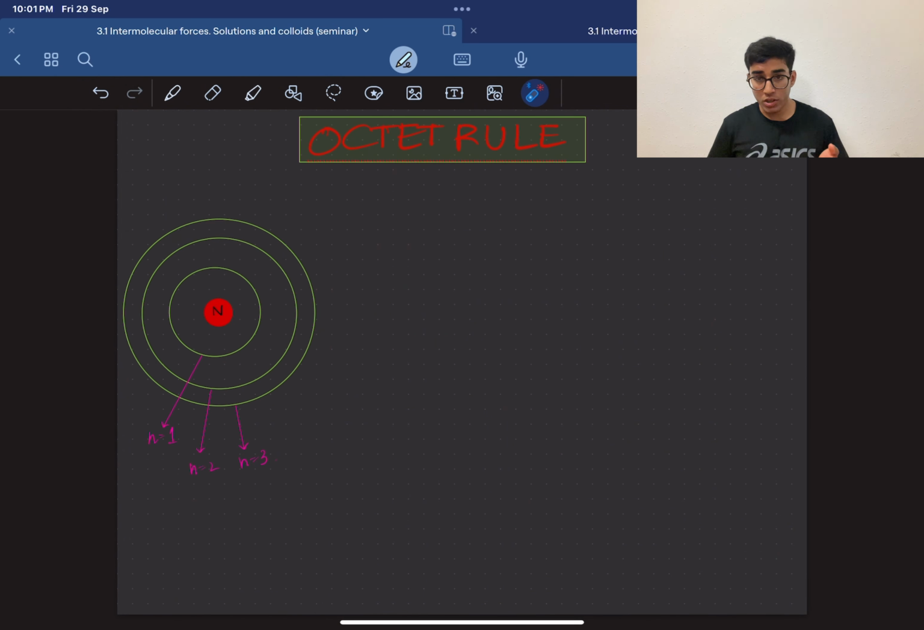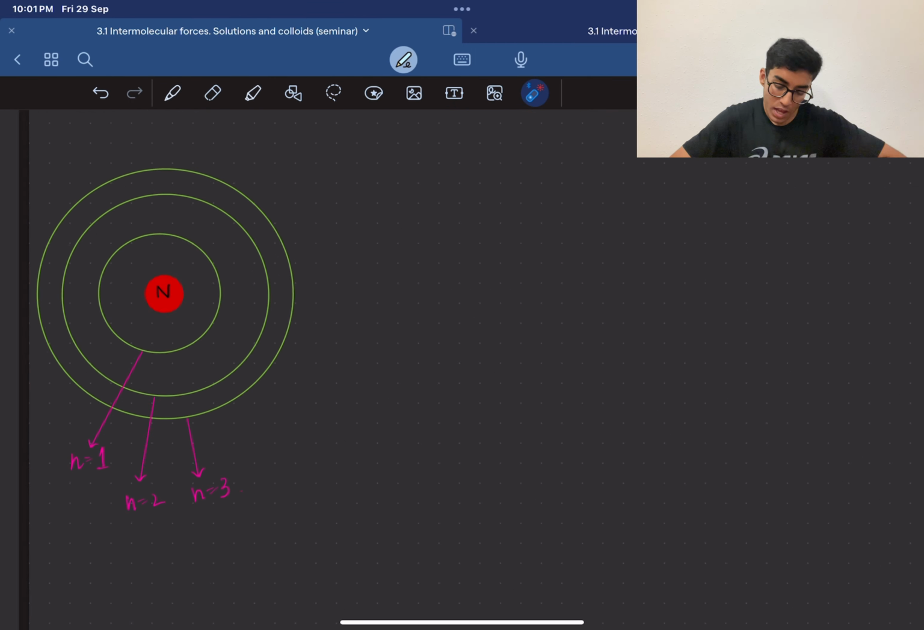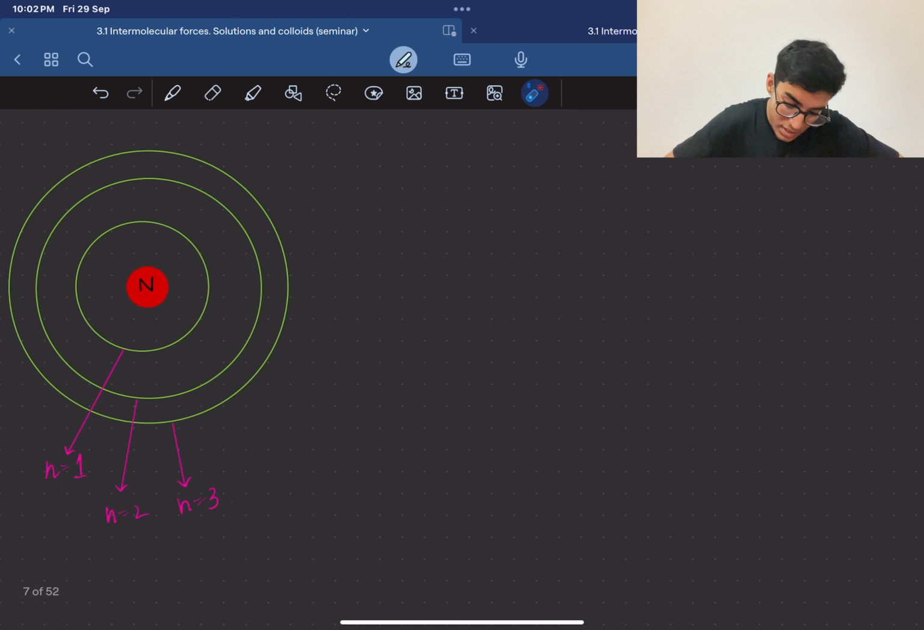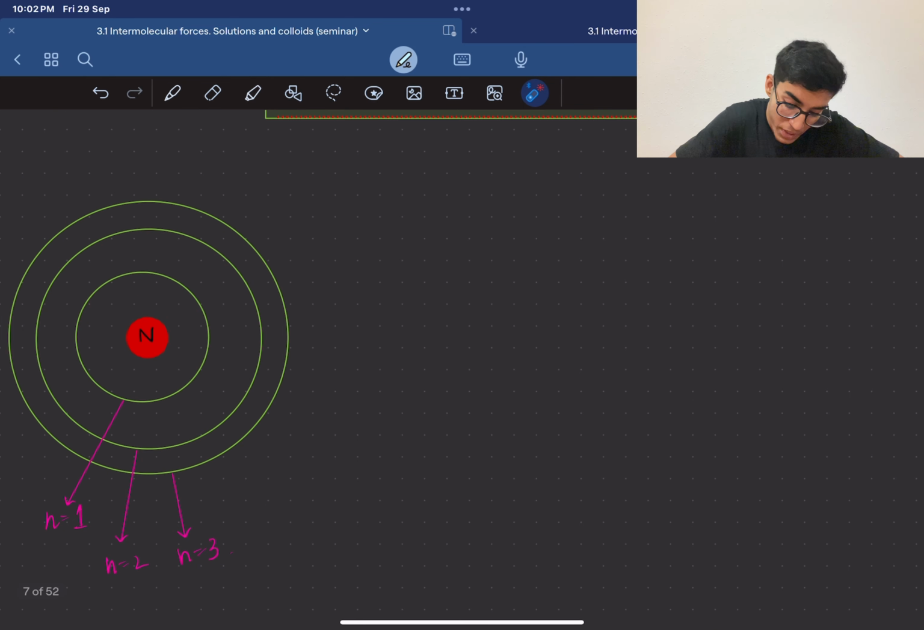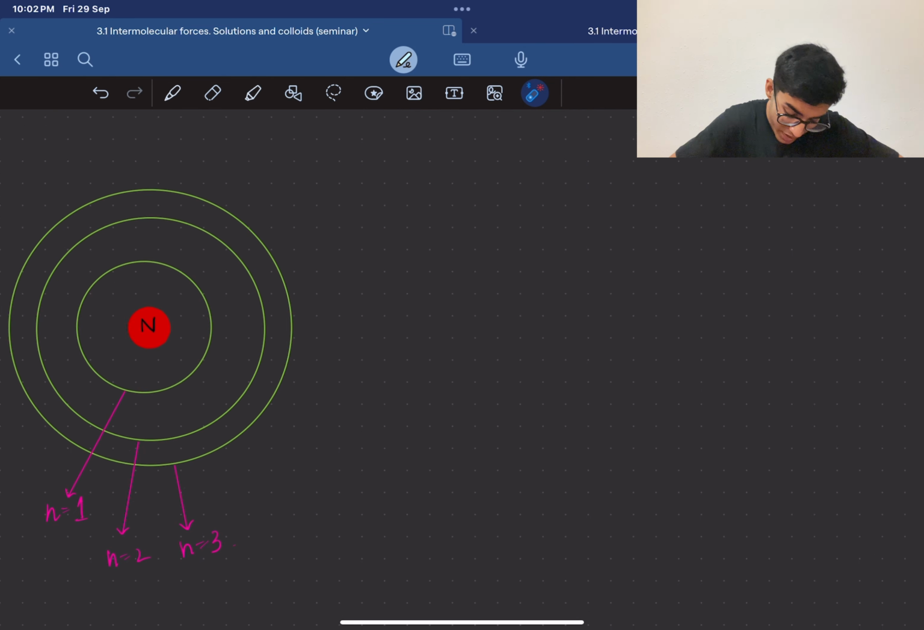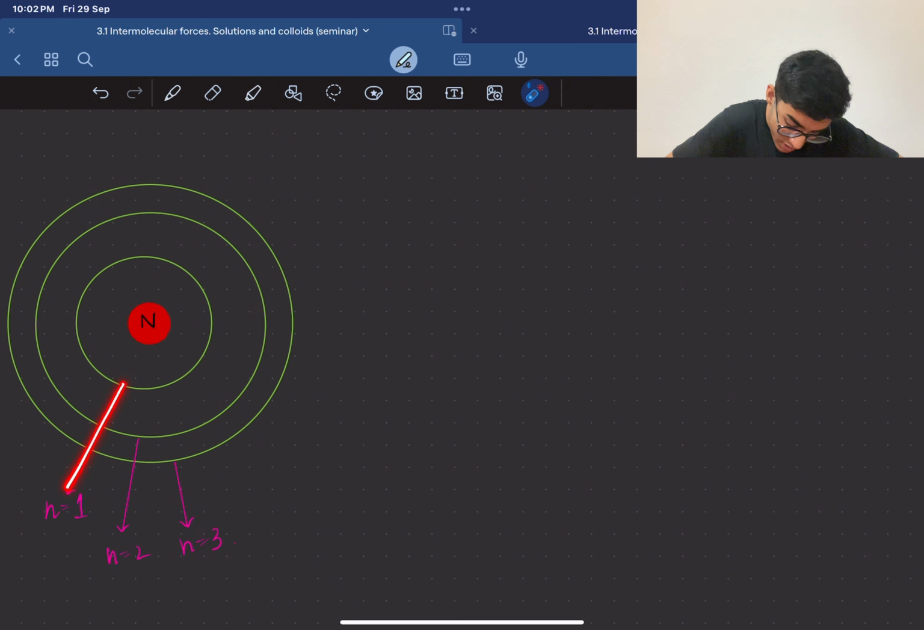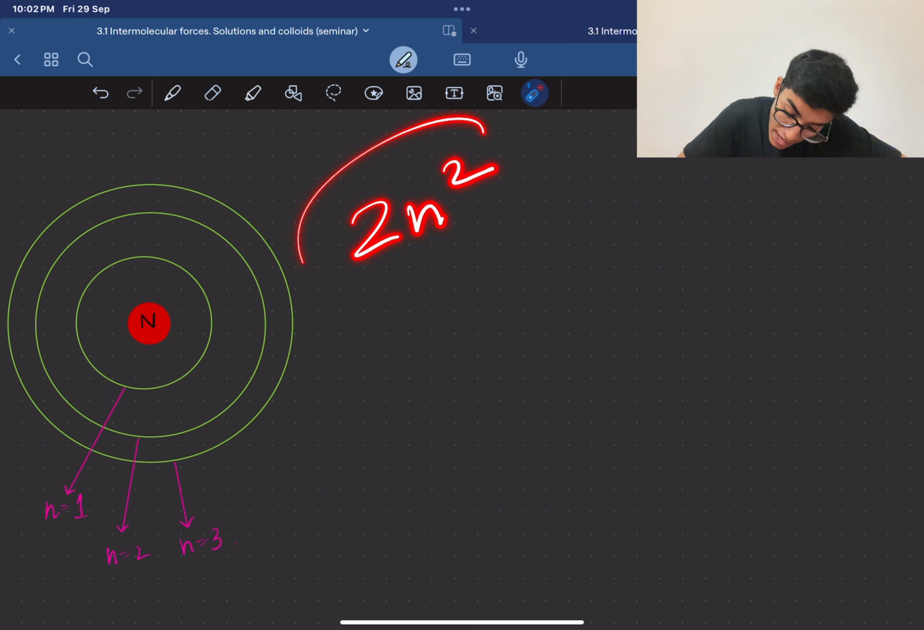Next, the octet rule I was explaining to you again. Simple. I'm just going to do this quickly. The octet rule just explains how many electrons can be filled in a shell. Let's consider the number of shells. The first shell is N1, the second shell is N2, the third shell is N3, and we can keep going on. The fourth shell is N4, 5, like that. The rule of how many electrons can fit in a shell is 2n square. That's the formula of how many electrons can fit in one shell.